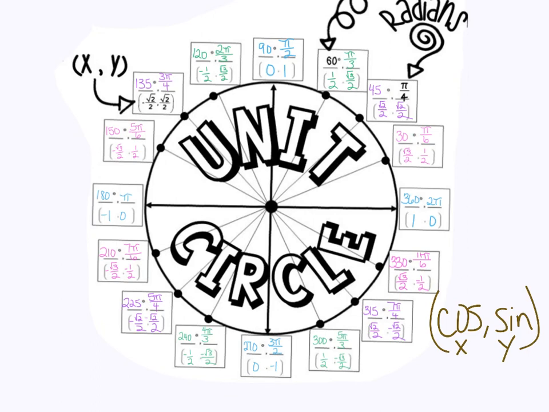So if I said, what is the cosine of 30 degrees? This is your cosine, this is your sine. So the cosine of 30 degrees is the square root of 3 over 2. Every single coordinate is cosine, sine, cosine, sine, cosine, sine. If you can remember that, you're in excellent shape.